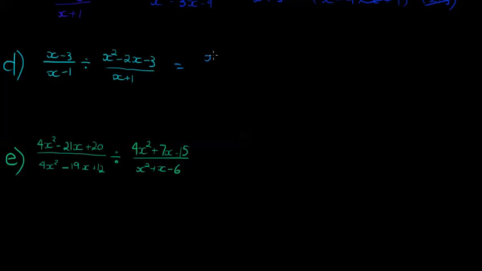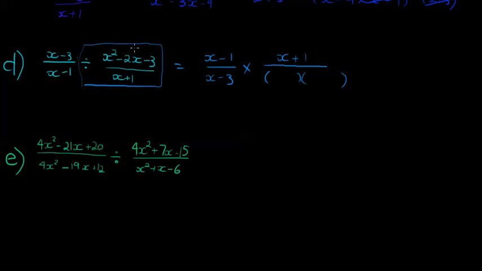The term in front here, x minus 1 over x minus 3, stays exactly the same. It's what comes after the divide, what I'm dividing with, that gets tipped and then multiplied. Okay, and I'm going to keep this x plus 1, but in this step, why not save a little bit of time and already do the factorizing of the numerator here, which becomes the new denominator.